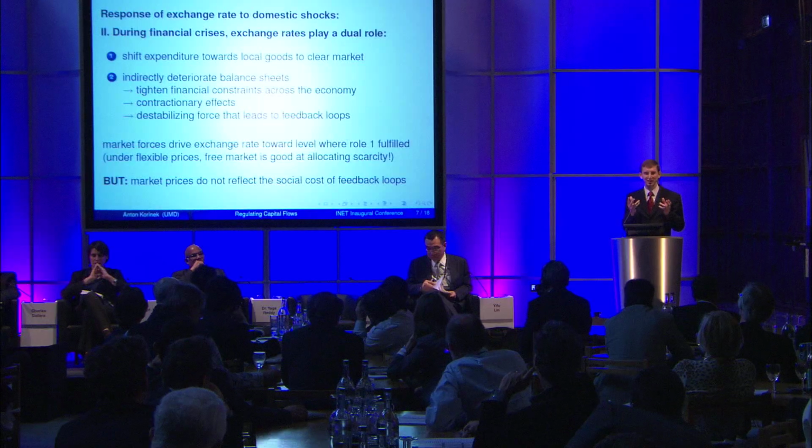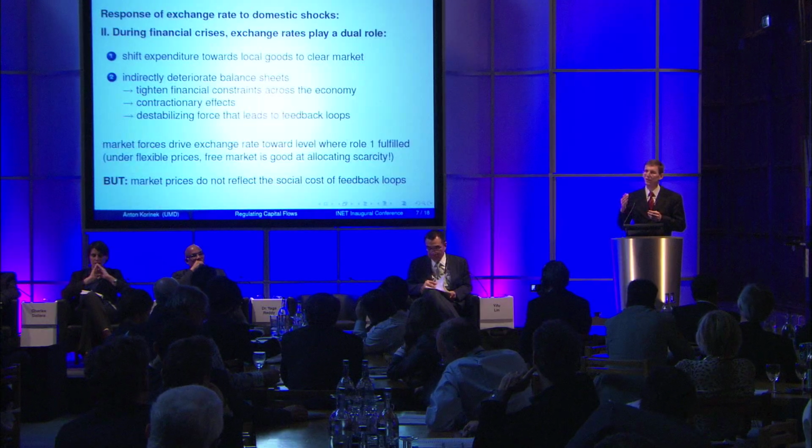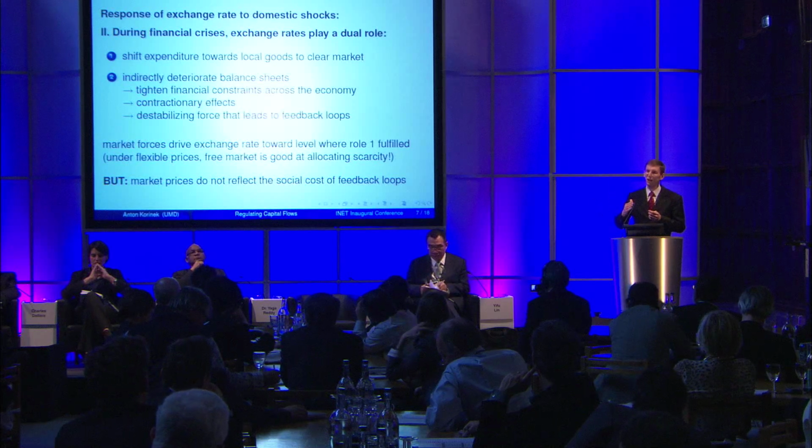So, the market forces in such an economy drive the exchange rate towards the level where the first role of basically clearing the market is fulfilled, but the market prices don't reflect the social cost of the feedback loop. And as I will argue, that is the primary problem that leads to externalities during crisis.